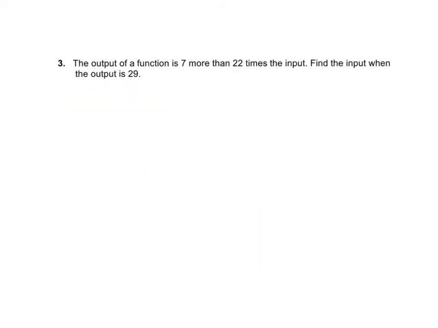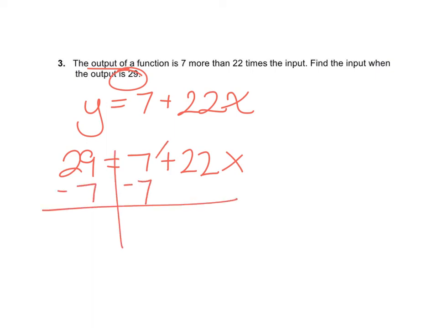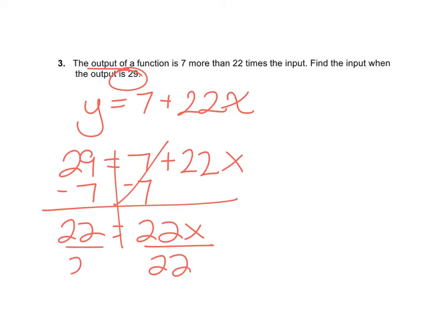All right, we'll try another one. The output of the function, y, is 7 more than 22 times the input, which is x. So find the input when the output is 29. So again, I'm going to replace my y with 29. I'm going to subtract 7 on both sides to isolate the variable. And then I'm going to end by dividing by 22 to get the variable all by itself, and x is going to be equal to 1.